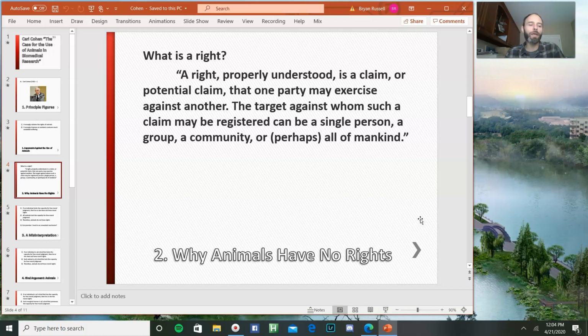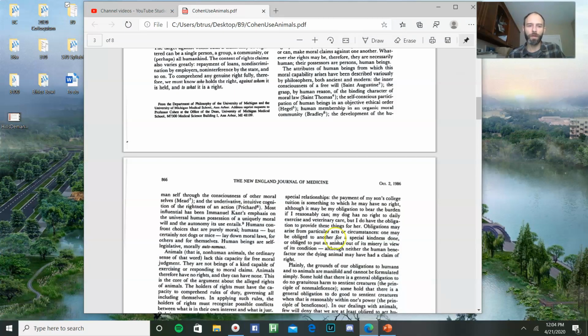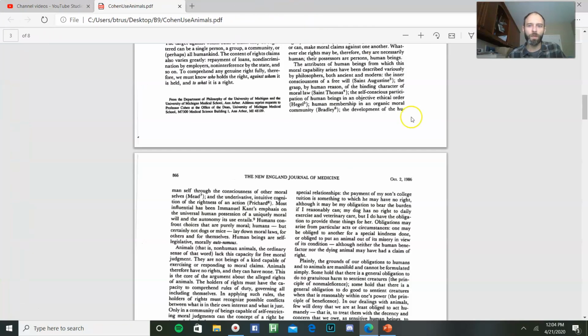Now, why are we beings that have rights? Let's look at what Cohen says about this. So he says, the attributes of human beings from which this moral capability arises have been described variously by philosophers, both ancient and modern.